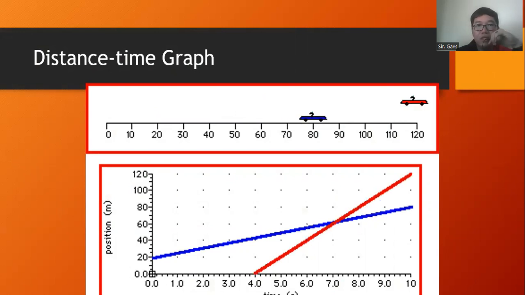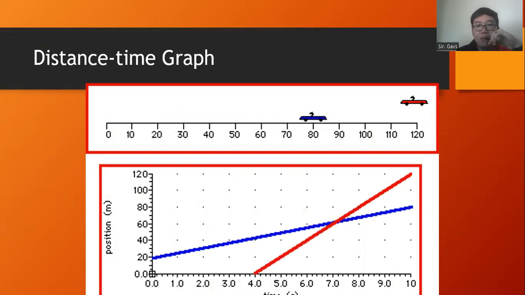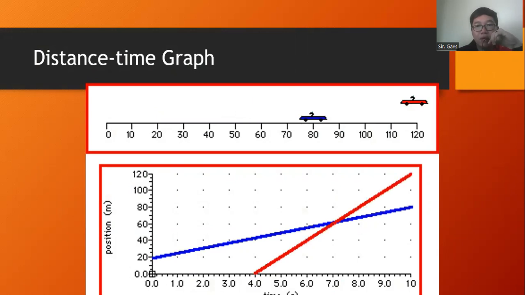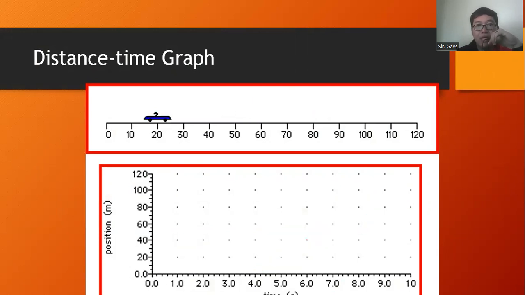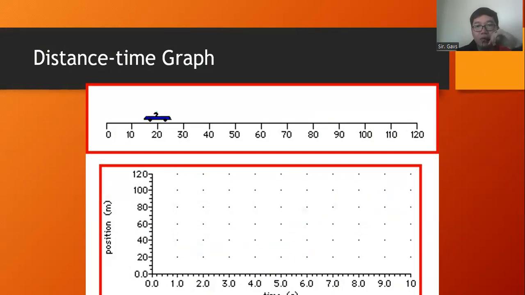So distance over time again, if we recall, distance over time is equal to velocity or speed. So that's the rate of position over time. So that's velocity or speed. If you have a direction, you are computing for the velocity. If you have no direction, you are computing for the speed.